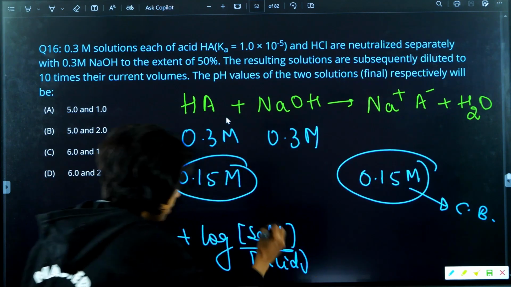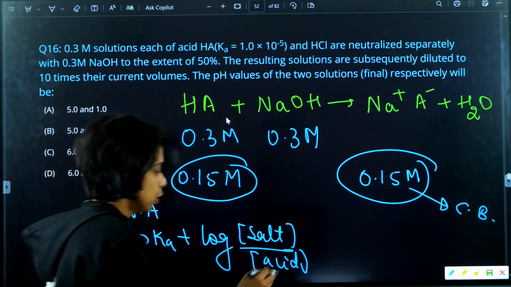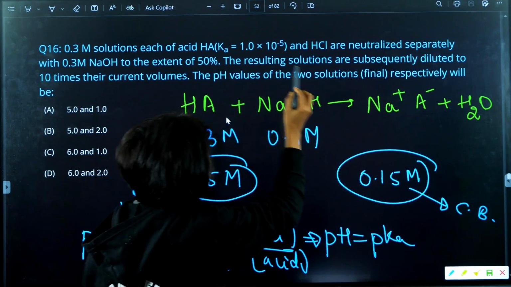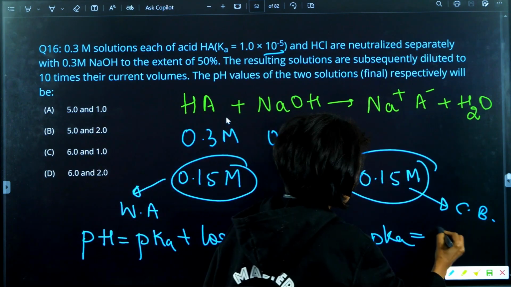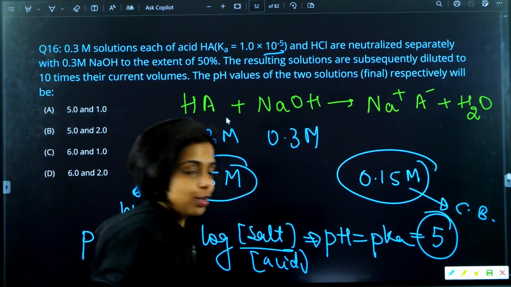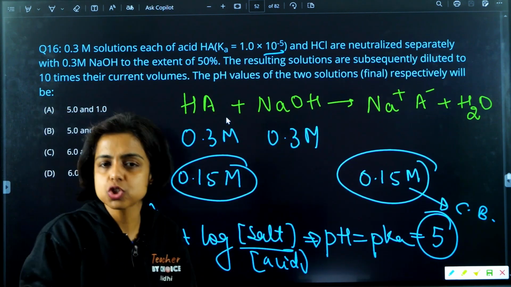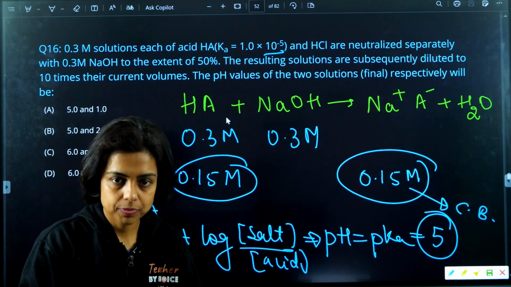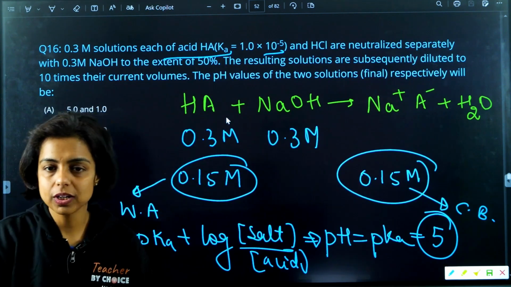pH is equal to pKa plus log of salt by acid concentration. Salt and acid concentration is the same, so pH is equal to pKa, and the Ka value is given to us as 10 to the power -5. That means pKa is 5, so pH is 5. So we have an acidic buffer with pH 5. Because it is a buffer solution, on dilution the pH almost remains the same, that is 5. So in the first case, the weak acid, the pH will come out to be 5.